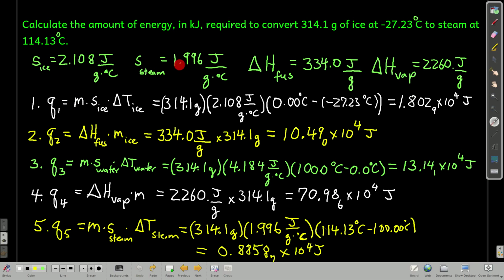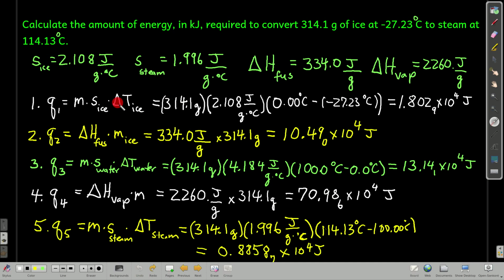Specific heat of the steam, which is different. The heat of fusion, or delta H of fusion of the ice, and the delta H of vaporization. These numbers right here, the delta H of fusion is how much energy it takes to melt 1 gram. Sometimes you see this in joules per mole. That'd be how much energy it takes to melt 1 mole of ice. Same thing for here. This is how much energy it takes to convert 1 gram of liquid water to 1 gram of gaseous water at its boiling point.